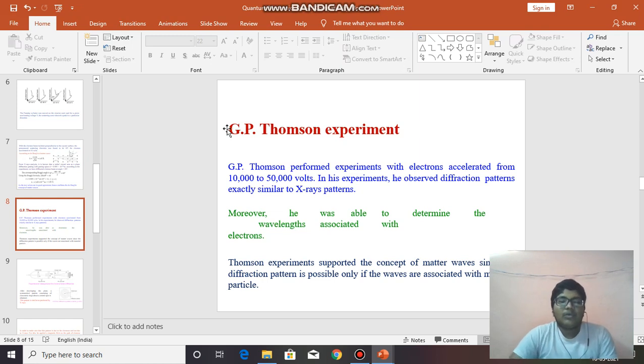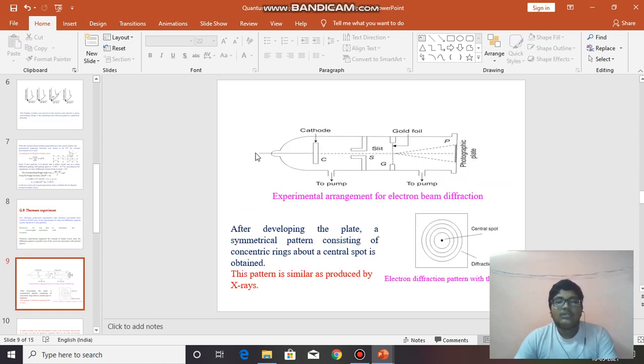And then another important experiment is the G.P. Thomson experiment. G.P. Thomson performed experiments with electrons accelerated from 10,000 to 15,000 volts. In his experiments, he observed diffraction patterns exactly similar to X-ray patterns. Moreover, he was able to determine the wavelengths associated with electrons. This is his experimental setup.